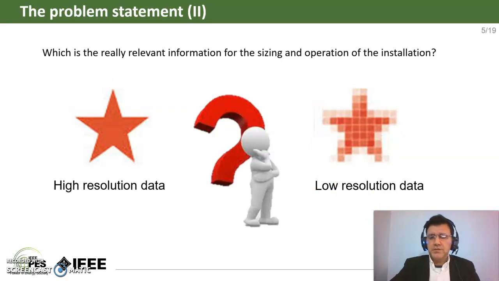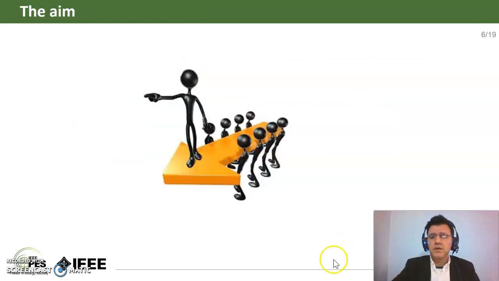If we want to optimally size and operate an installation with PV, battery, and grid connection, and we have consumption and generation data for 1 year with hourly discretization, approximately 9,000 data, the research question is, of all this data, which is the really relevant information for the sizing and operation of the installation? Therefore, the aim is to get a model that uses a reduced number of data and produces a good approximation to the optimal solution.